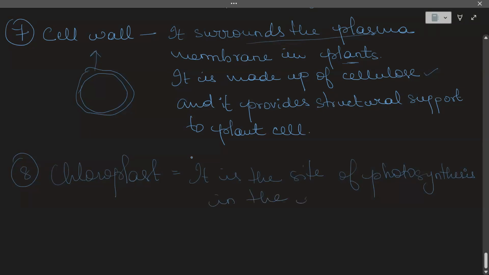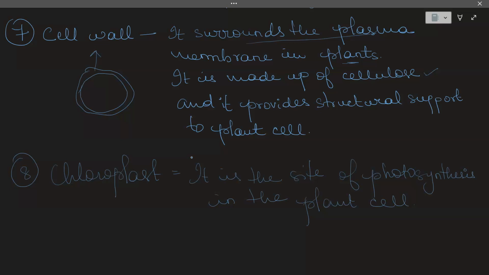Again, obviously, since animals do not do the process of photosynthesis, the chloroplast will be absent in them. It's not because they do not have the cell wall. It's because they don't have chloroplast and the chlorophyll in the leaves. Exactly, correct.